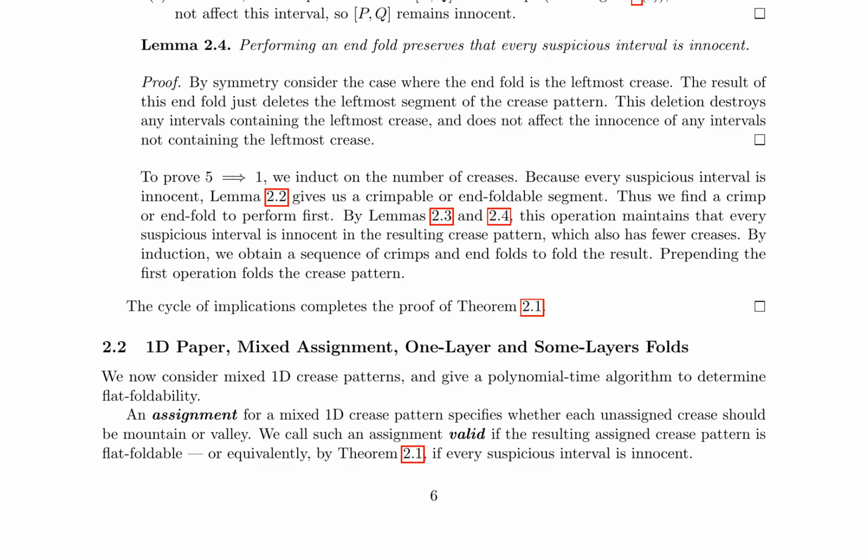The authors then use these lemmas to prove that if every suspicious interval is innocent, then there exists a sequence of crimps and end folds to fold the crease pattern. This completes the proof of Theorem 2.1.